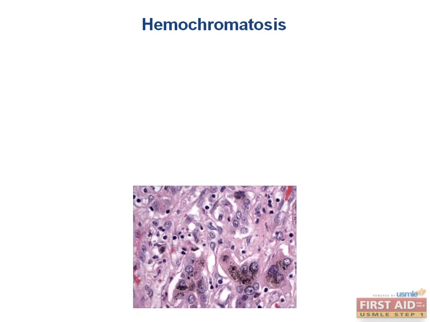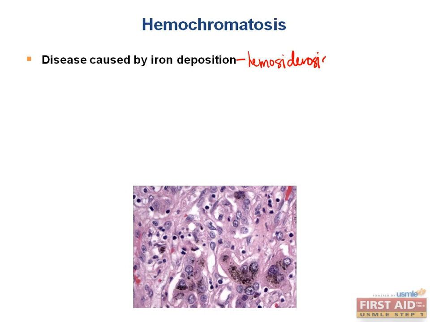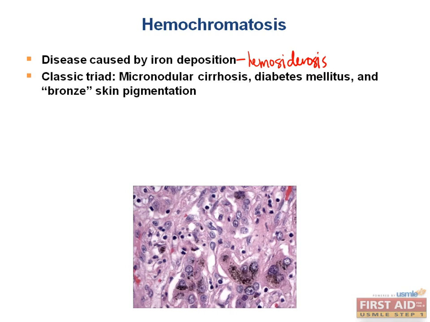We just noted the harms of high copper levels, and now we'll consider the harms of high iron levels. Hemosiderosis is the term for deposition of hemosiderin, and hemochromatosis is the disease caused by the deposition. The classic triad includes micronodular cirrhosis, diabetes mellitus, and skin pigmentation, the so-called bronze diabetes. This is a critical association that you will find helpful on the boards.